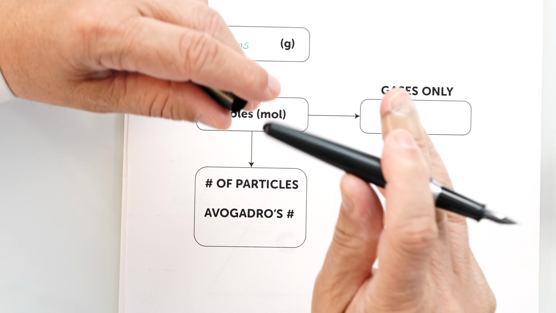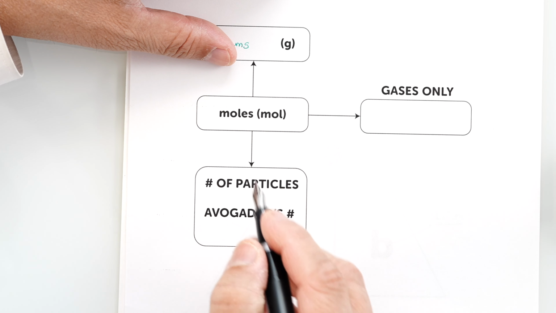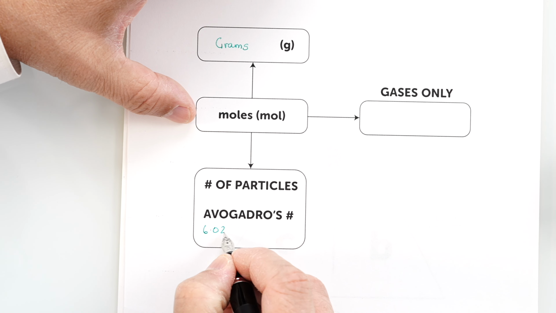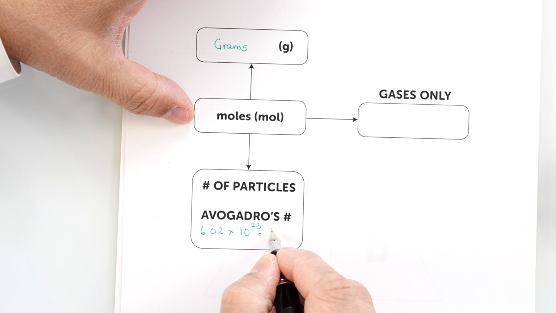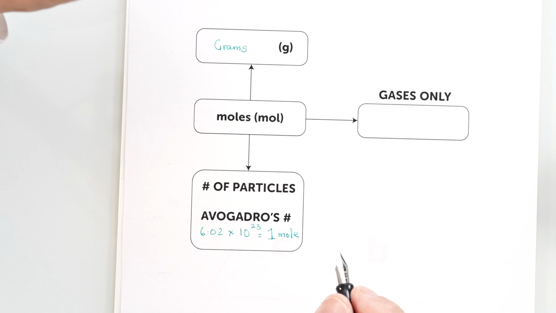The other thing is, moles can also be converted into particles. So this is Avogadro's number. We know that 1 mole is equal to 6.02 times 10 to the 23rd. This is equal to 1 mole. So here again, super handy. So moles, all roads lead to moles. See what I did there? I'm a poet and I didn't even know it.